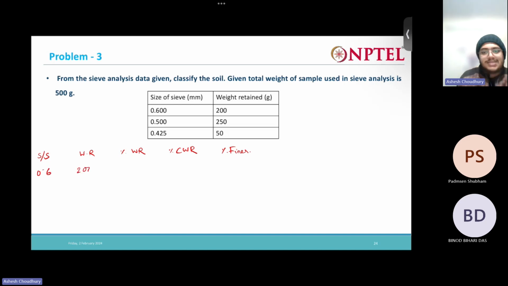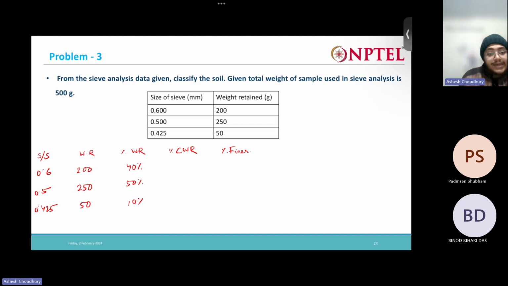200 grams. Percentage weight retained is 200 divided by total weight 500. 200 by 500 into 100% is 40%. Then we have 250 grams, that means 50% weight retained. And then we have 0.425, that is 50 grams. 50 grams in percentage, what will this be? This will be 50 by 500, that is 10%.